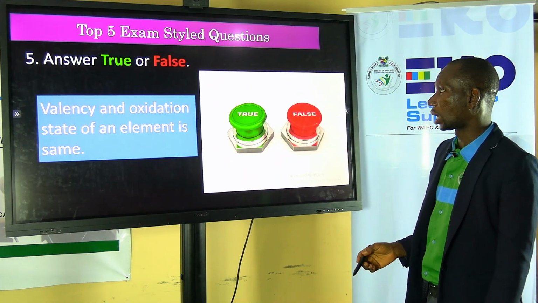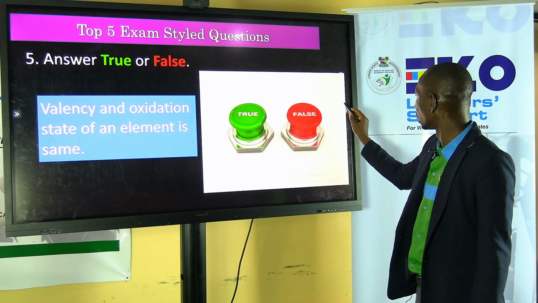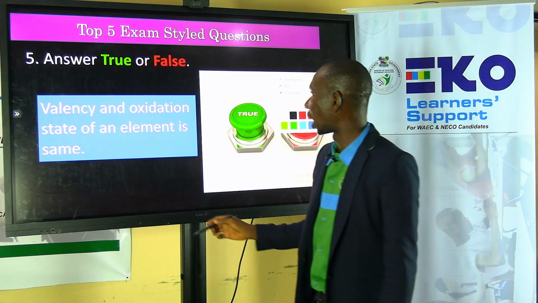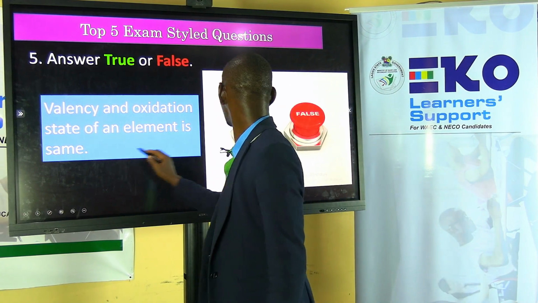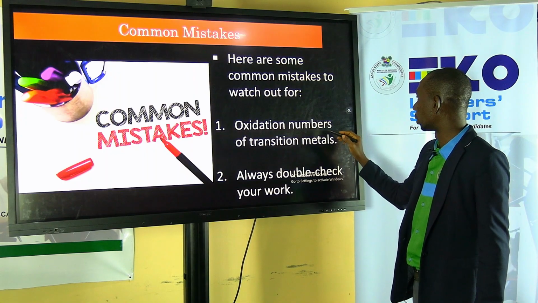Yes, we have one last one, which is the true or false. Valency and oxidation state of an element is the same. Is that true or false? The correct answer is false. They are not the same. So you press the false button there, which is the red one there.